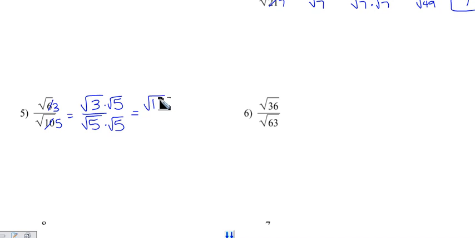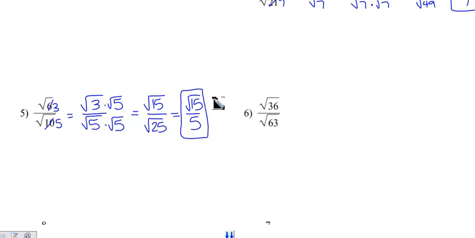Now I have the square root of 15 in the numerator and the square root of 25 in the denominator. The square root of 25 is a perfect square, and the answer is 5. The square root of 15 is in simplest form. I can't break it down and bring anything out, so I am done on this problem.